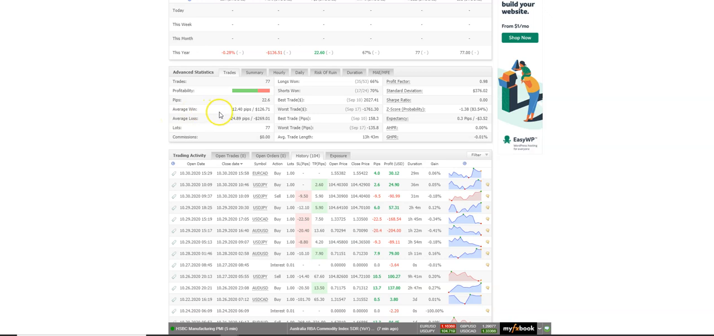So average winning, I'm winning 12.40 pips. My average loss though is 24.89 pips. There's no way I'll become profitable, people, if I don't get this down. Your average win always has to be more than your average loss, because if this isn't a negative and is higher than your positive pips, this doesn't even matter, people. You won't be profitable. You will not be profitable.